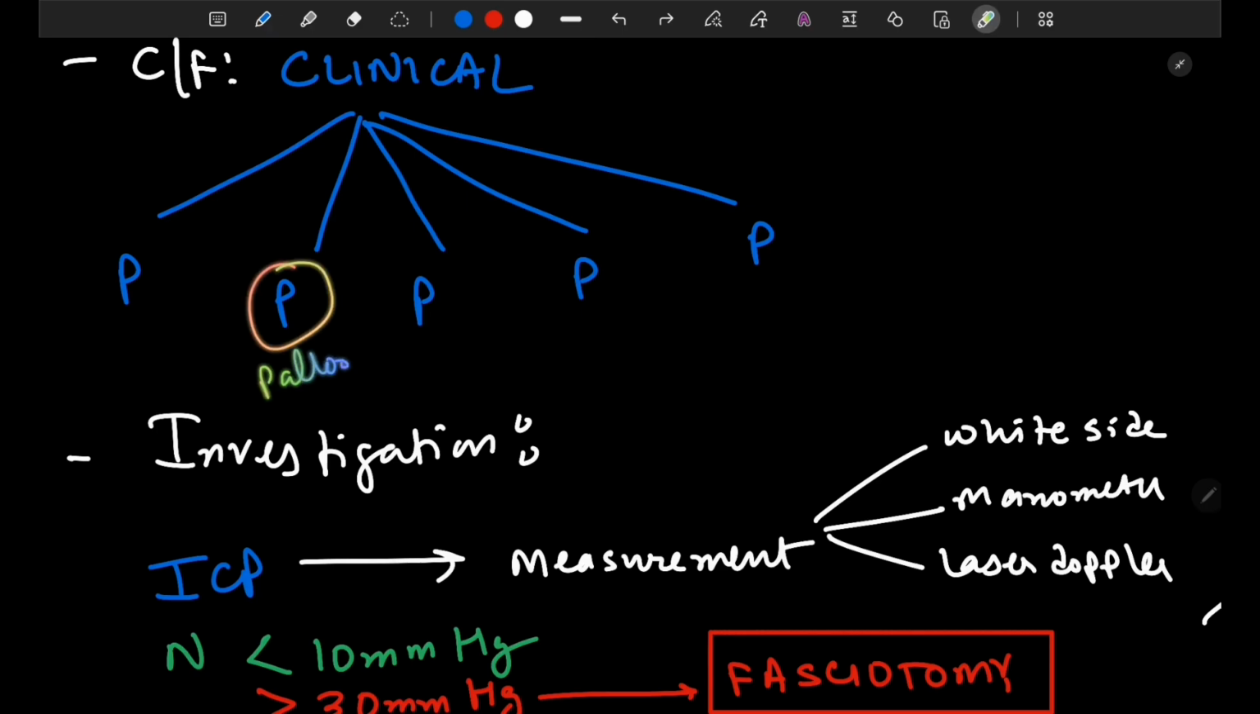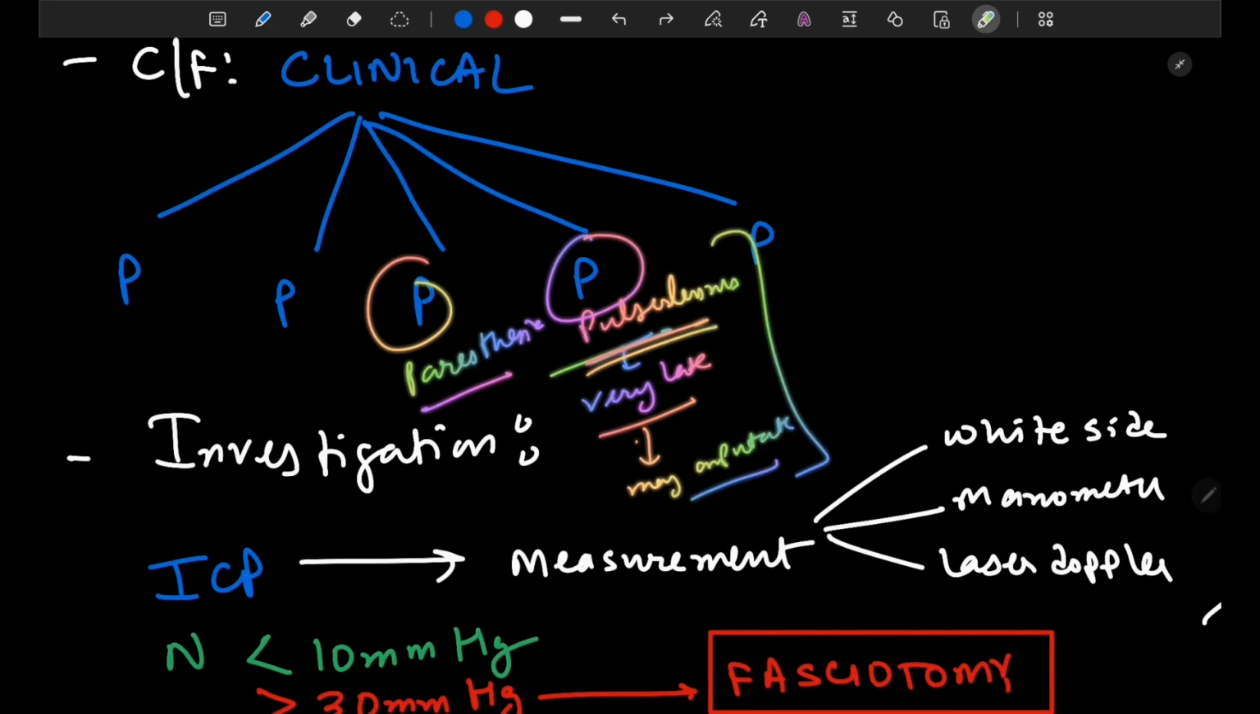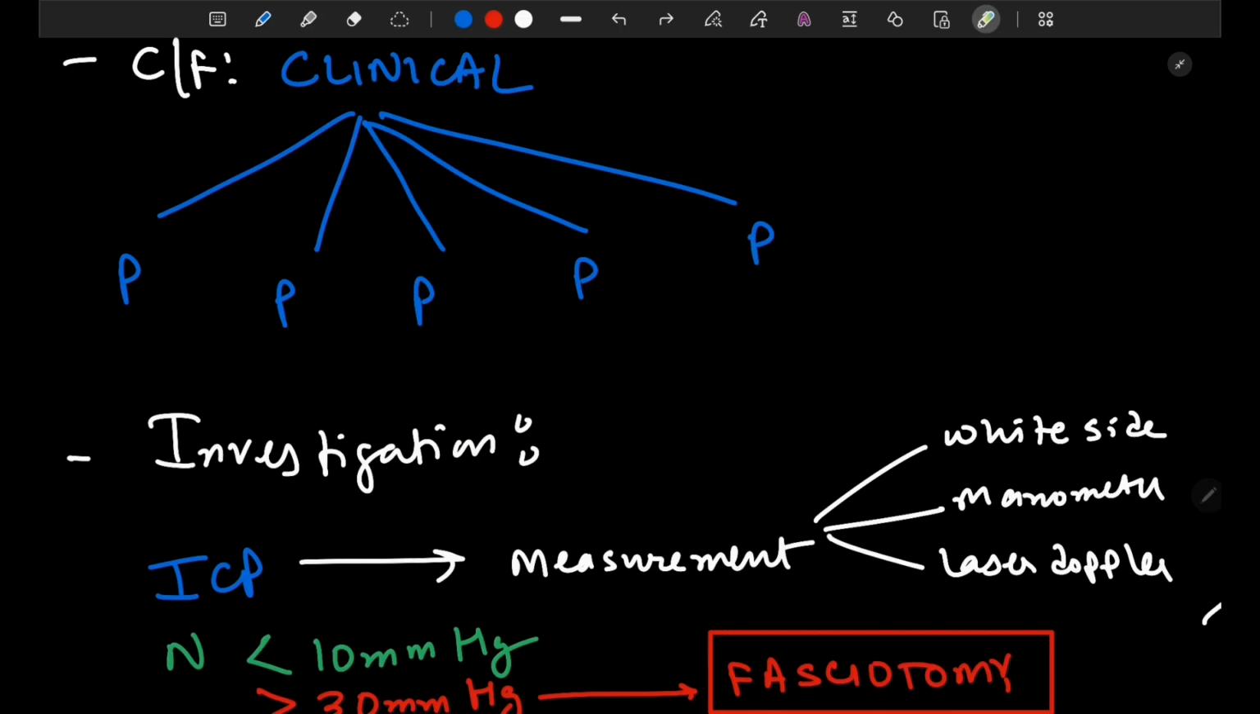Another P stands for pallor. Pallor can happen in the toes or the fingertips. Another is paresthesia, then pulselessness, which is a very late sign and may lead to amputation. If this sign appears, it is clinically suggestive of a very late stage of compartment syndrome, and it has already gone into irreversible changes. The last P stands for paralysis.